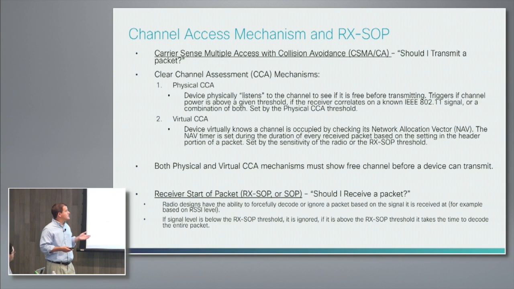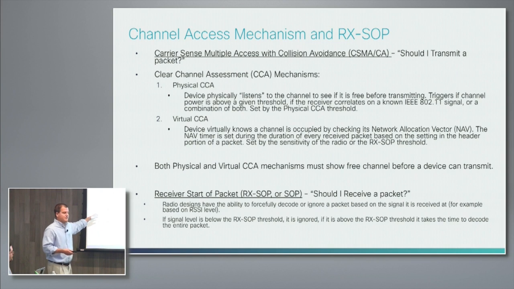Wired networks have a collision detection mechanism because they're attached to different devices. But wireless does not have that. So before they actually transmit a packet, one mechanism they use to see if the channel is free is a physical CCA. The physical CCA actually goes out and checks on air if there's any noise or any packets on air before it transmits. If the channel's free, it can transmit.